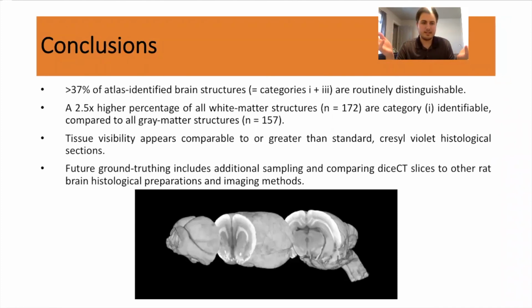So our conclusions were that greater than 37% of atlas-identified brain structures, so this is categories 1 and 3, are routinely distinguishable, so that's pretty good. A 2.5 times higher percentage of all white matter structures were identifiable compared to gray matter structures. So white matter structures were much easier to distinguish. And tissue visibility appeared comparable to or greater than standard cresyl violet histological sections.